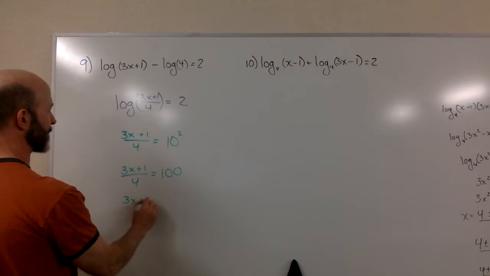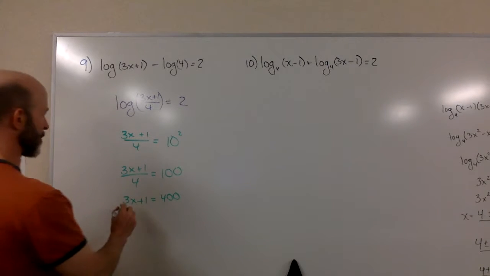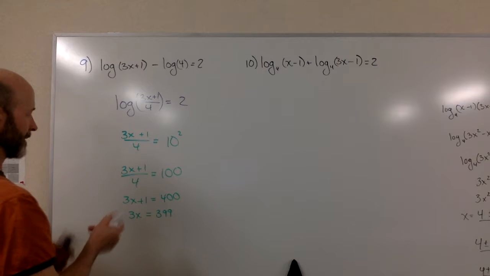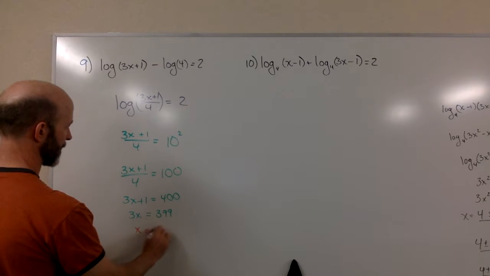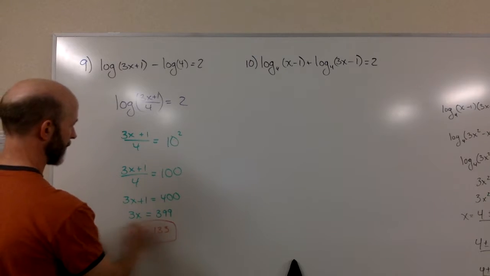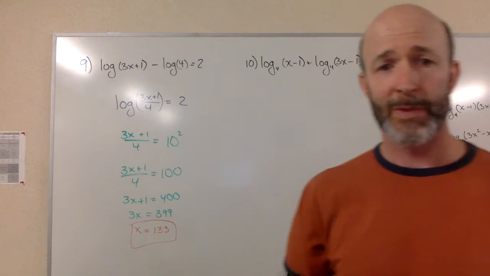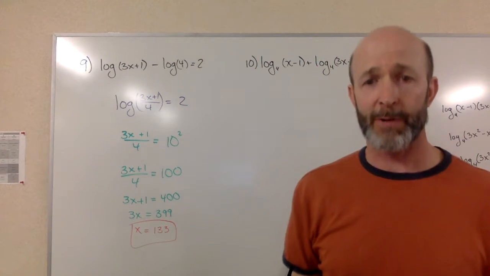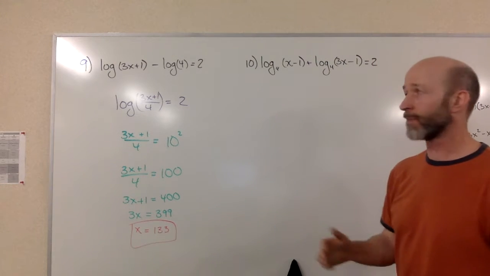I'll multiply both sides by 4. Multiply both sides by 4. Catching that? I'm going to subtract 1. And now, oh my goodness, I will actually divide both sides by 3. X is 133. But the whole point is, going back to that same idea, if you can get it to a single logarithm, you can rewrite it. You can make an exponent out of it and solve it.